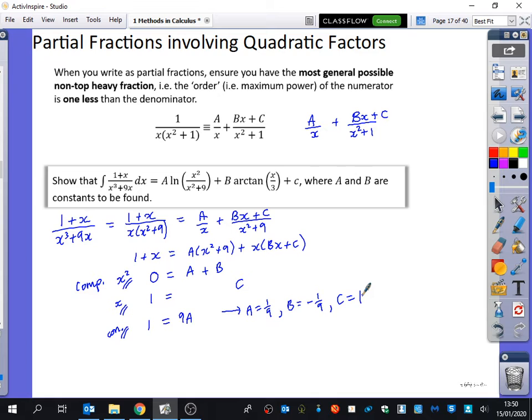So that bit's all fine, right? Is that how you'd recommend doing it? I do recommend doing it in that way, yeah. A ninth, minus a ninth, and 1. Yeah. A ninth, minus a ninth, and 1, okay?